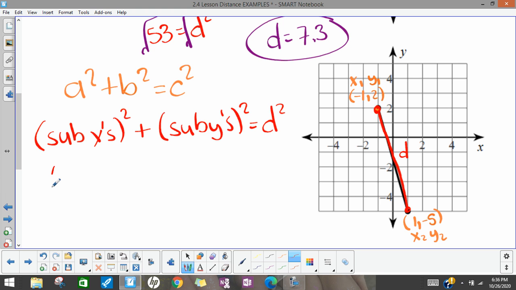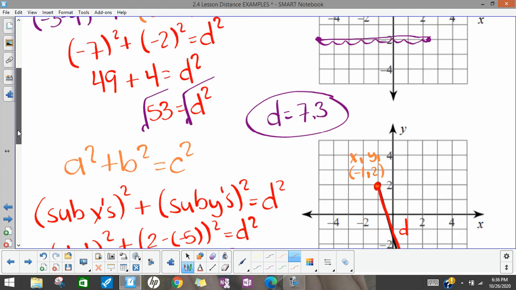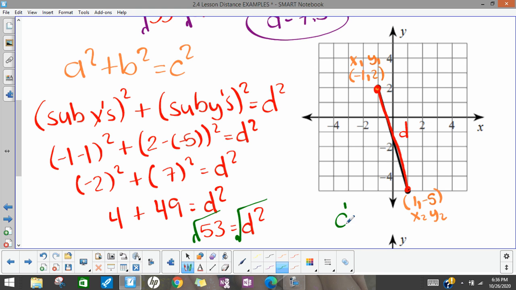If I subtract the x's, I'm doing -1 minus 1. When I subtract the y's, I'm doing 2 minus -5. Here I get -2, and I get 7, which I believe is the same thing we got up there. So we're going to get 4 and 49, and I get 53, and I do somehow get the same one. So I'm going to square root both sides. Square root of 53 is approximately 7.3.